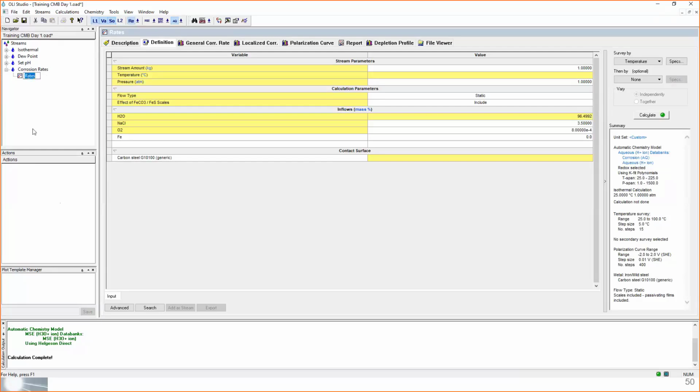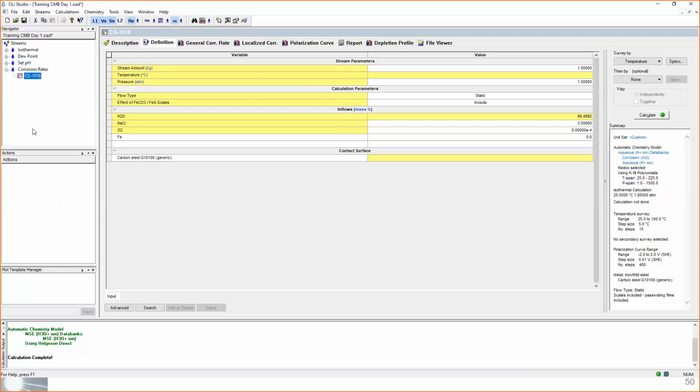First, let's rename this. We are going to calculate the corrosion rate of carbon steel 1018. So we are going to type the name carbon steel dash 1018. That's the corrosion rate we are going to calculate.